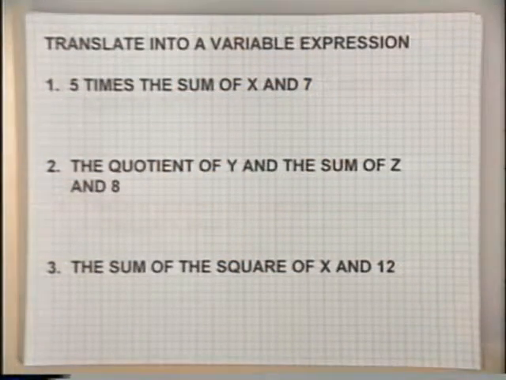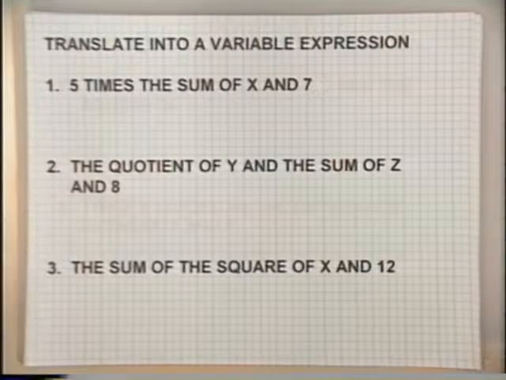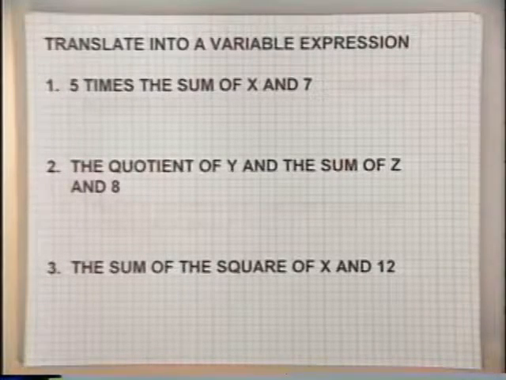Now that we have looked at the vocabulary that's involved in translating expressions, we're going to look at some example problems. I want you to learn to translate very carefully from the words into the mathematical symbols. Let's take a look at our first example. Our instructions are to translate into a variable expression. Let's look at this first example. 5 times the sum of x and y.